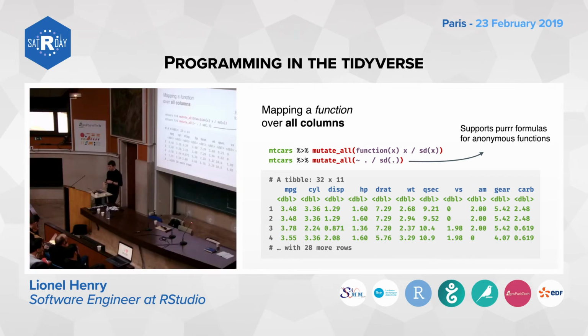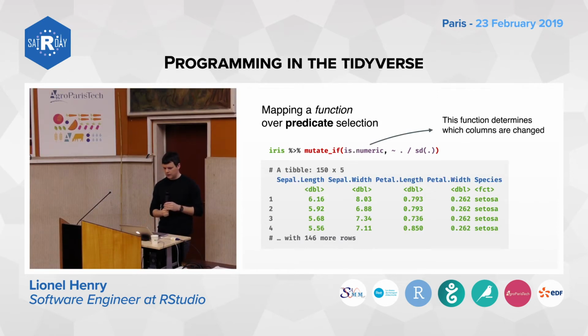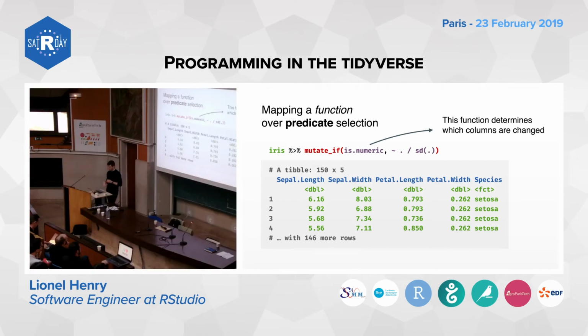We also have this syntax that comes from purrr with the formula, and that's just a shorthand to create a function on the spot, an anonymous function. And here, the dot symbol represents the function input. So the variant if actually takes 2 functions. And the first function decides which of the columns will be changed. So here we are mutating all columns if they are numeric with the rescaling function.